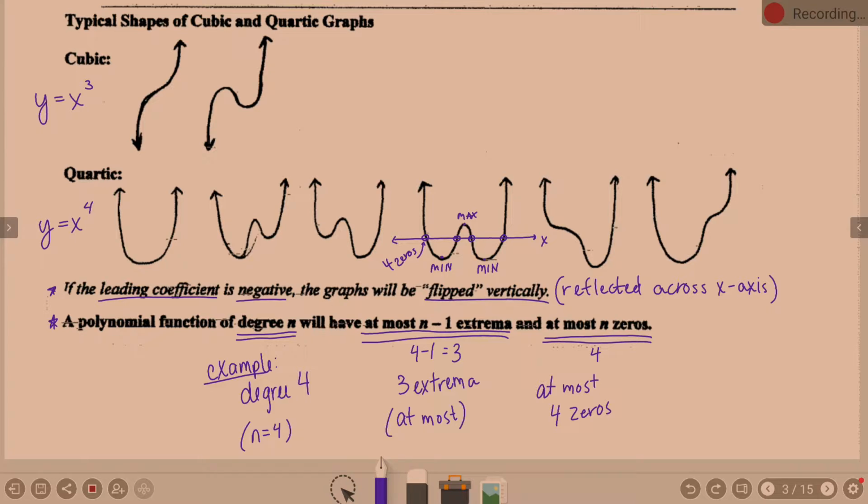And this is where I was a step ahead of myself. What if I'd drawn that x-axis up higher? Would I have had 4 zeros? No, I might have only had 2 zeros. If I'd drawn my x-axis a lot lower, we might not have even touched the graph. I might have had no zeros. Okay, so this is just the at most scenario there. But it's good to understand that, okay, power of 4 could be up to 4 zeros, and thus could be up to 3 mins and maxes. Good rules to know, folks. Good rules to know.